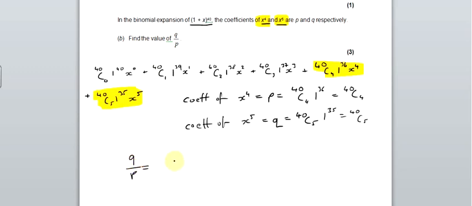Right, so now it says find the value of q over p. So q is 40 choose 5, p is 40 choose 4, and you can type that straight into your calculator using the nCr button. 40 choose 5 divided by 40 choose 4, and you end up with 36 over 5. There's no need to use the formula when you've got your calculator. And that's that.